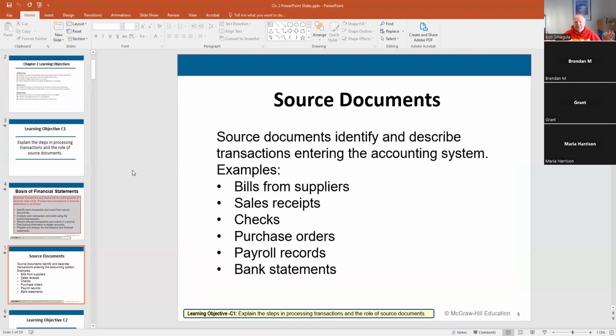Source documents, what are we talking about? Bills, receipts, checks, purchase orders, payroll records, they're endless. Bank statements. It could be a printout of a text, a printout of an email, instructions from your boss. You know, he might say, Maria, make sure you record these transactions, and that's your source document.